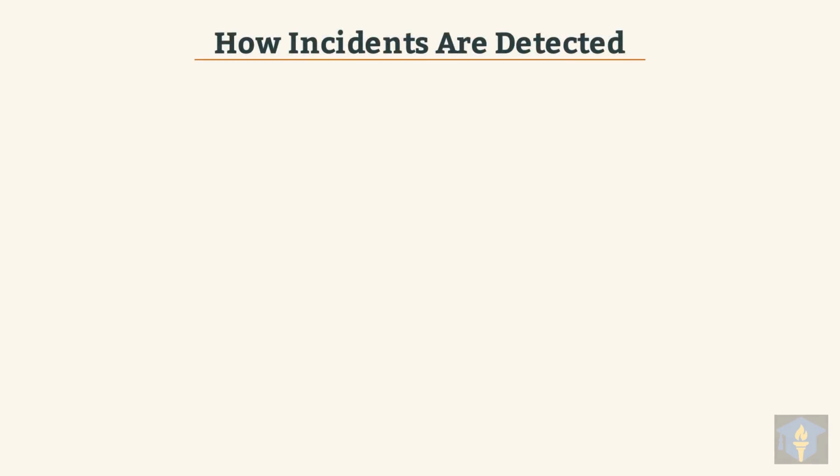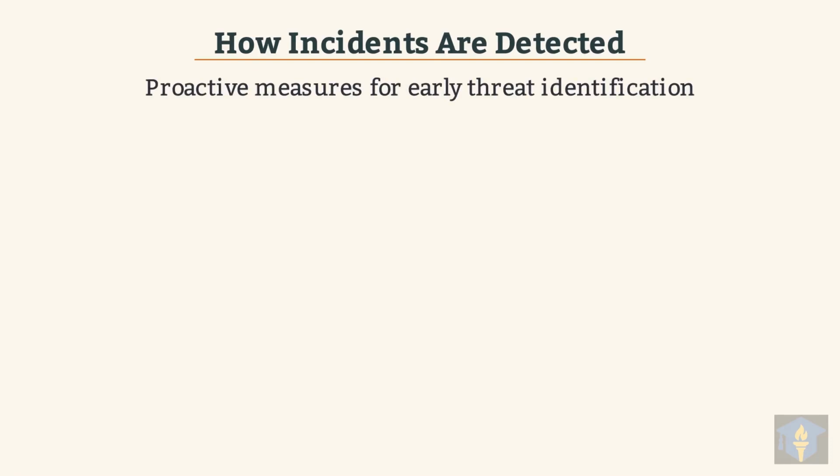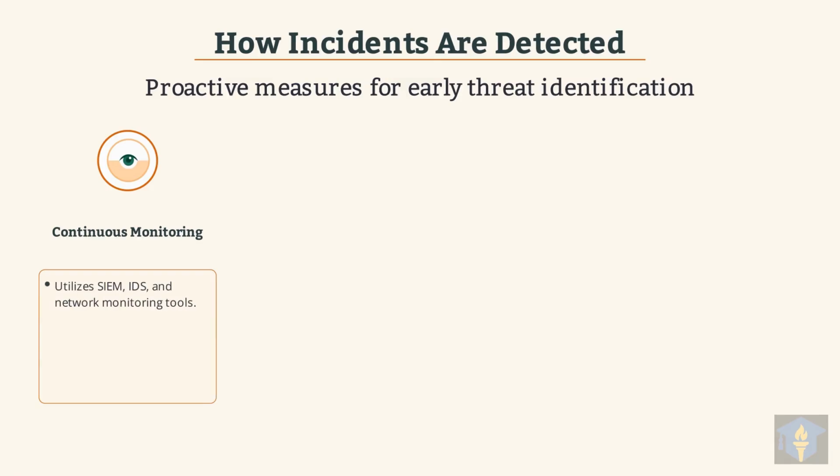Next, we'll explore the various methods and processes involved in how security incidents are actually detected. These are proactive measures designed for early threat identification, helping us stay ahead of malicious actors. Continuous monitoring is a cornerstone of detection, ensuring constant vigilance over our systems. It utilizes tools like SIEM, intrusion detection systems, and various network monitoring tools to keep watch. This involves regularly analyzing logs for suspicious activities and potential indicators of compromise.